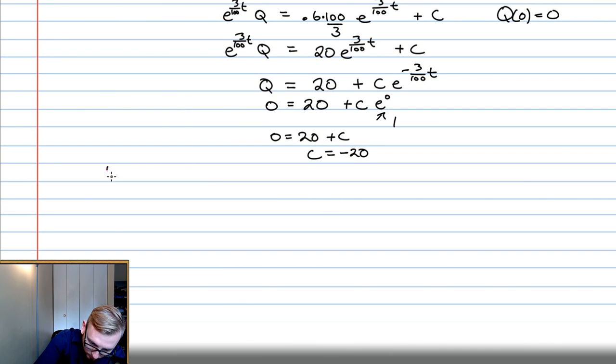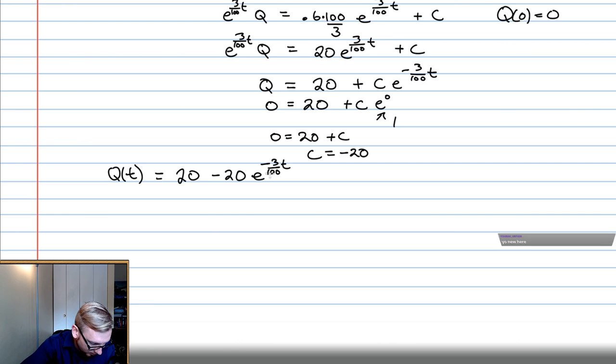Well, we've got y, or Q of t, not y. Q of t is 20 minus 20 e to the negative 3 over 100 t. Okay, but that's not what we were looking for. We wanted Q of 10. So what's Q of 10?